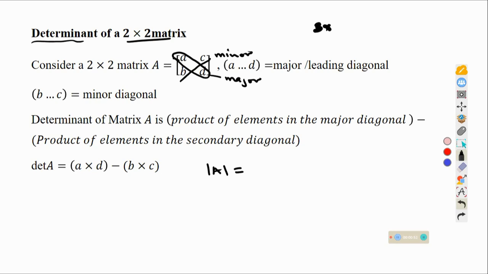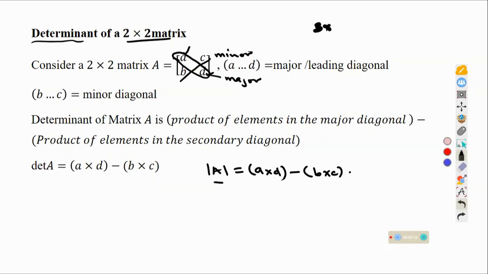A, B, C, and D, then we simply multiply the elements in the major diagonal, that is A times D, and we subtract the entries in the minor diagonal, which is B times C. And we said if A, B, C, and D are defined, then you can easily multiply and get the value of the determinant. So what will be our interest today?